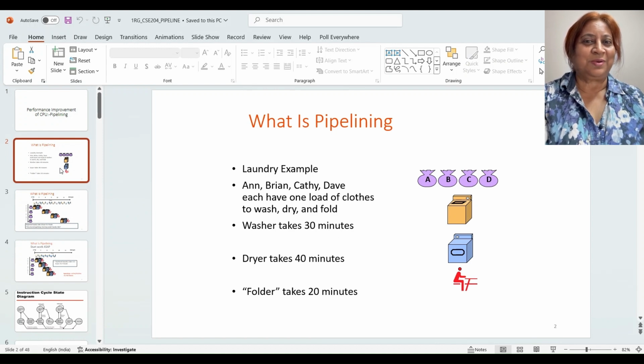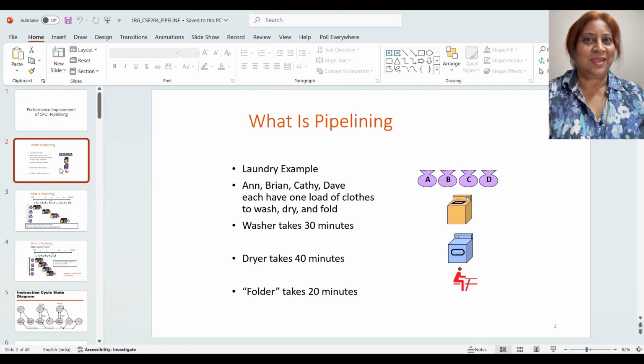In a laundry room there is a washer, there is a dryer and a folding table. Washing takes 30 minutes, drying takes 40 minutes, and folding the clothes takes 20 minutes. So, total laundry operation will take 30 plus 40 plus 20, 90 minutes of time.